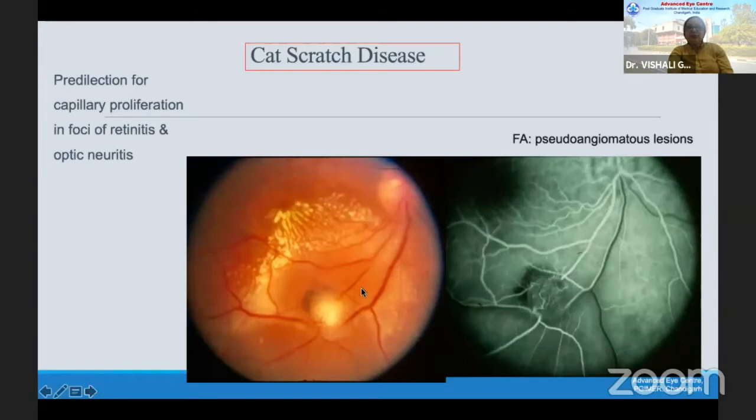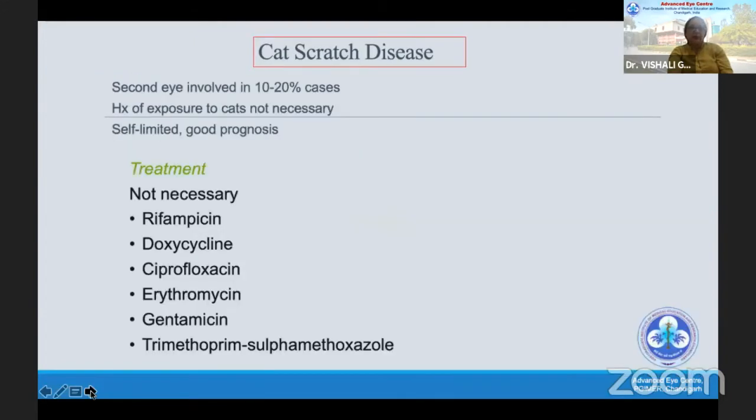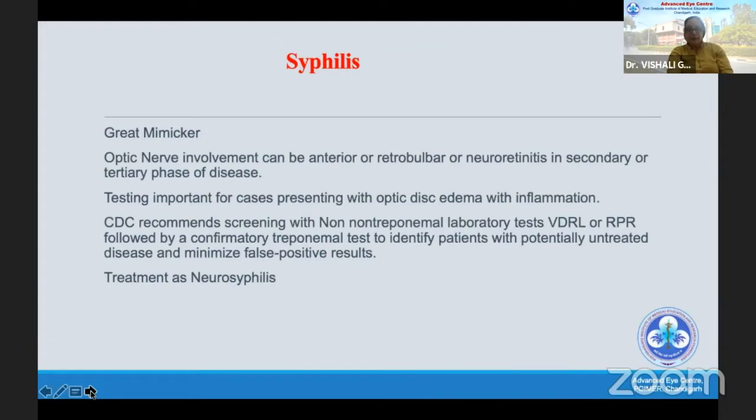There is also predilection for capillary proliferation, retinitis, and treatment. Generally, it's self-resolving, and also important that history of exposure to cat is not necessary always. Self-limiting, number of antibiotics have been tried. So if you wish, you could try those.